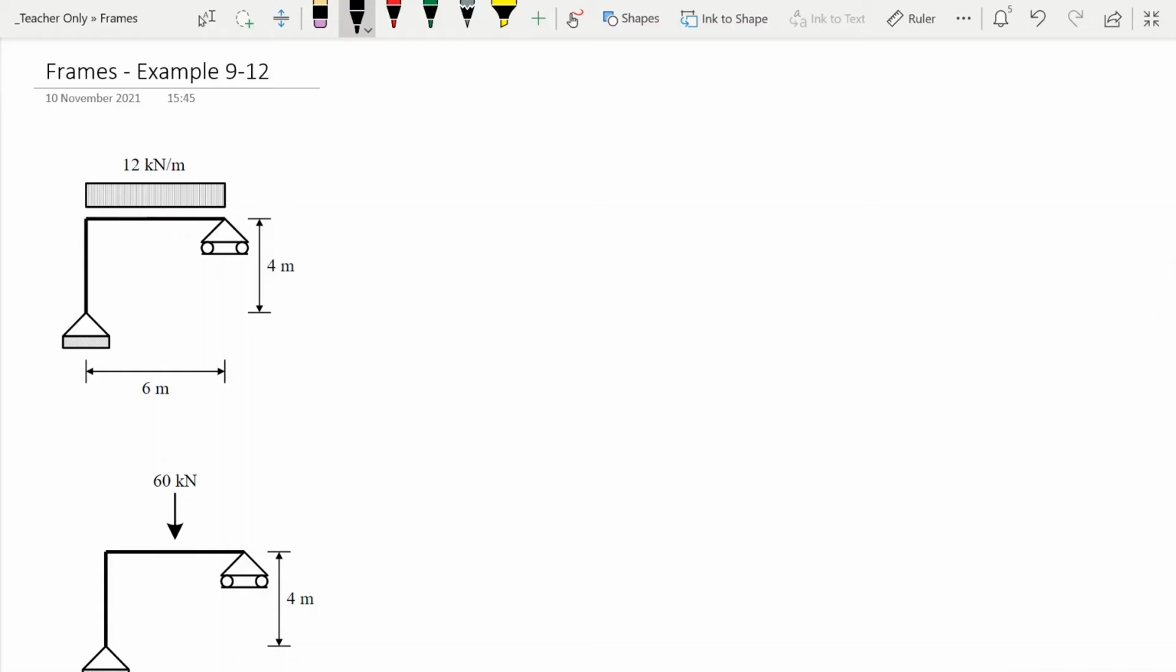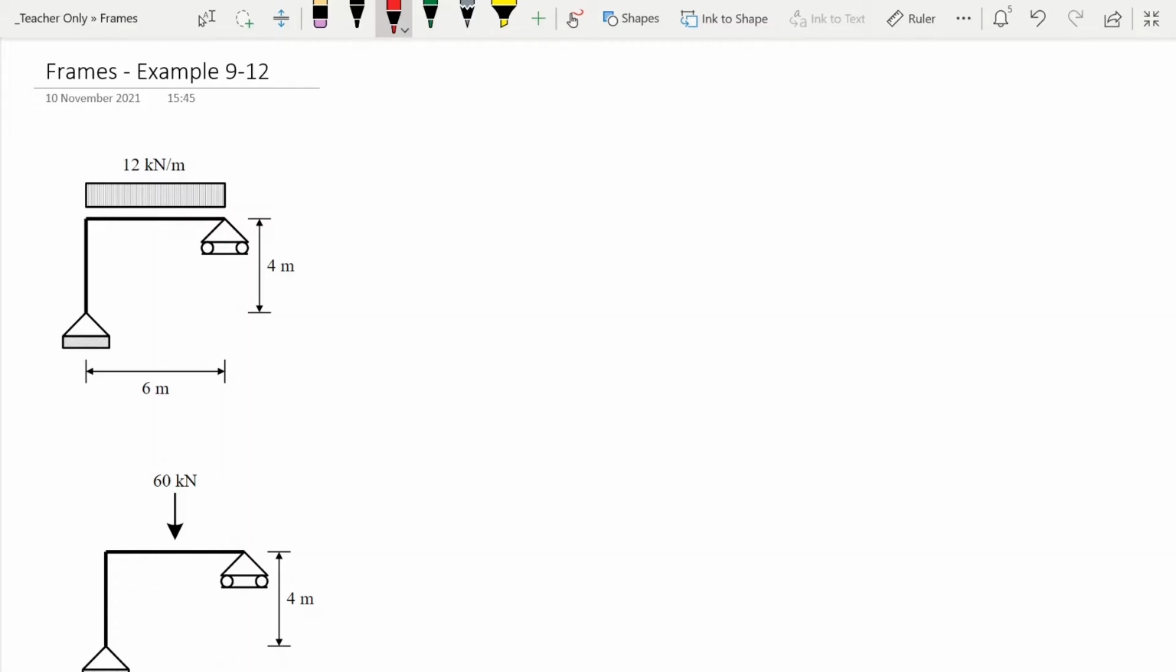This video is the solution to example 9 to example 12 on the topic of statically determinate frames. In this video, now we have a simply supported frame instead of a cantilever frame. In these types of problems, it might not be straightforward to draw the deflection straight away, so it's always a good idea to start with the reactions.